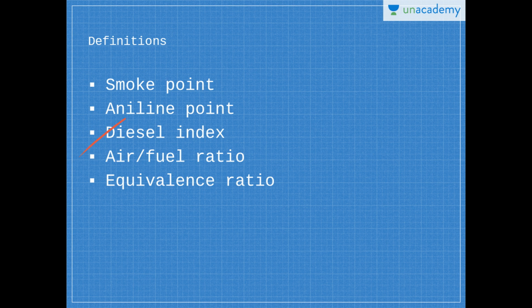Then we have the diesel index. The diesel index is the method of expressing the quality of diesel oil. Then we have the air-fuel ratio. The air-fuel ratio is defined as the ratio of the mass of air divided by the mass of the fuel. Then the last definition, which is the equivalence ratio. The equivalence ratio is defined as the deviation of the actual mixture from the stoichiometric conditions.